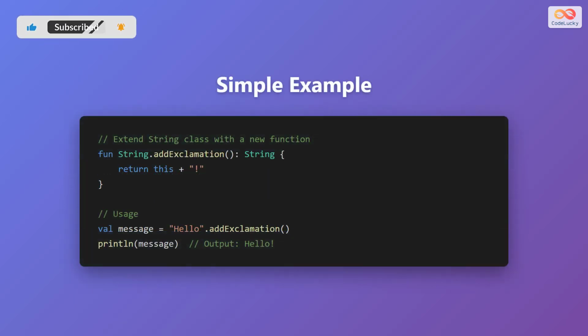Let's look at a practical example. Here we're extending the string class with a new function called add exclamation. This function takes the current string, accessed through the this keyword, and concatenates an exclamation mark to it. When we call this function on the string hello, it returns hello with an exclamation mark. Notice how naturally the extension function integrates with the existing string class as if it were a built-in method.